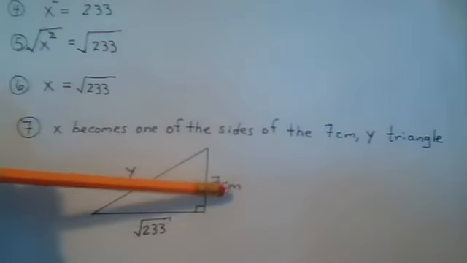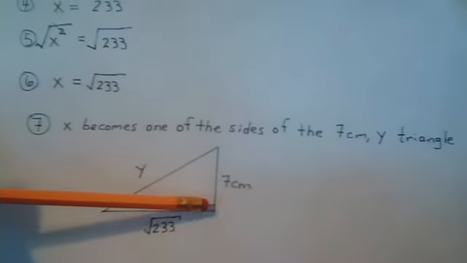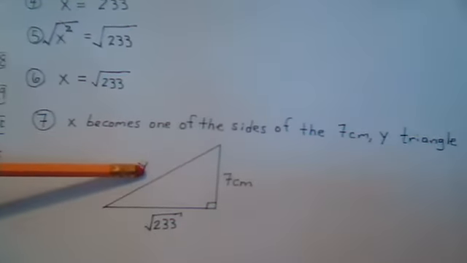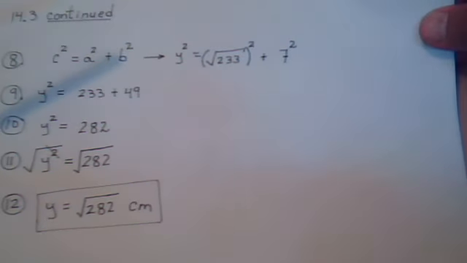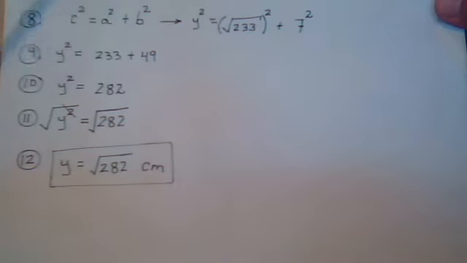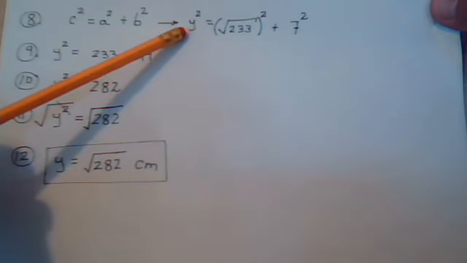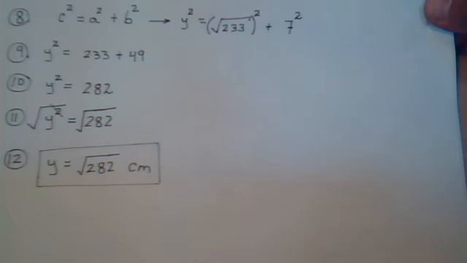So it's a matter of solving for this y. So you apply the Pythagorean theorem again. Again, notice the side opposite the 90 is going to be acting like the c in the formula. So in this case, it's the y, right? Y is opposite the 90-degree angle. So you run it through the Pythagorean theorem.